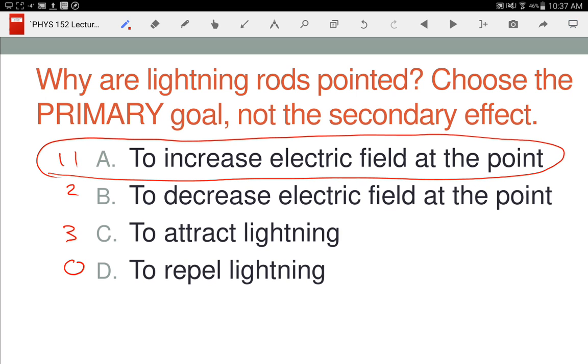The primary purpose is to increase the electric field at the point so that charge gets dissipated off. But a secondary outcome is, if you're going to have a lightning strike, it's much more likely to hit that little pointy rod than it is to hit the rest of your building. So that's a secondary effect. So this one here is the secondary effect.